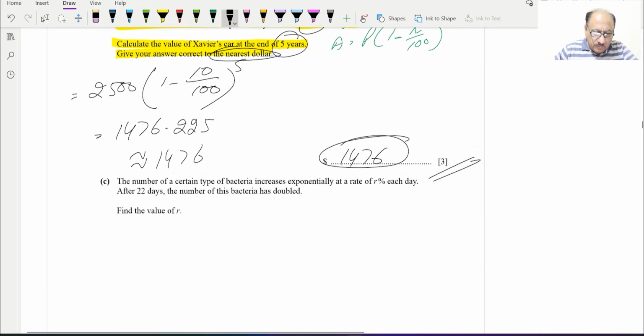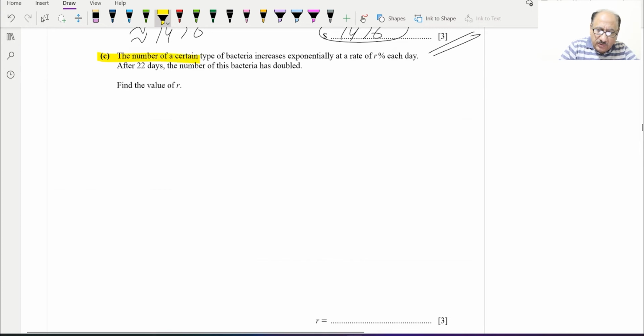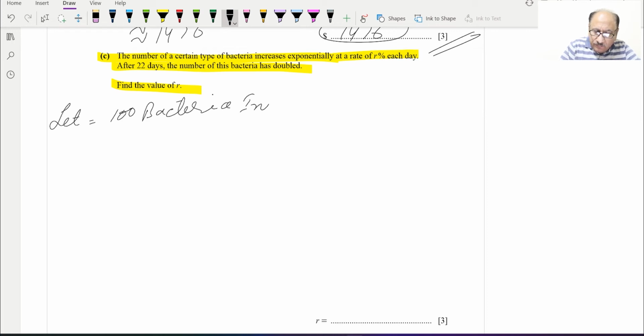Hopefully you got this. Now C part says the number of a certain type of bacteria increases exponentially at a rate of r percent each day. After 22 days, the number of bacteria has doubled. Find the value of R. So we will use the compound interest or exponential increase formula. Let us suppose that initially there are 100 bacteria.